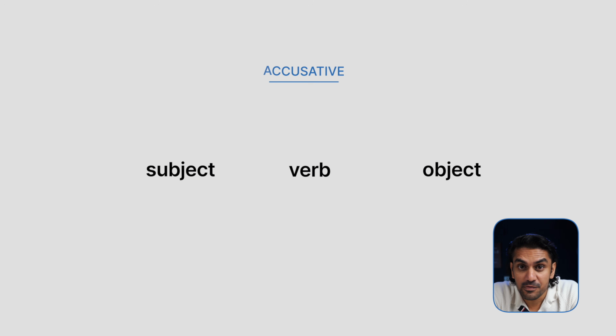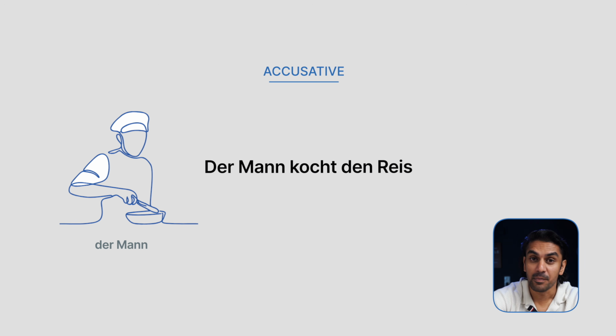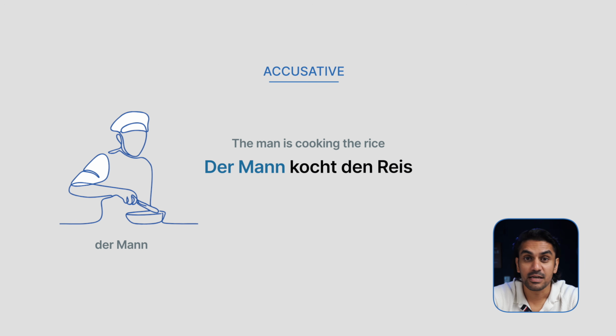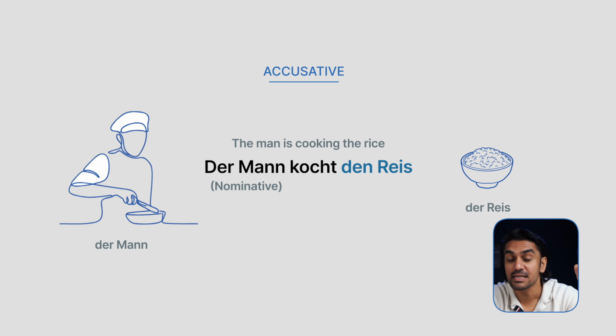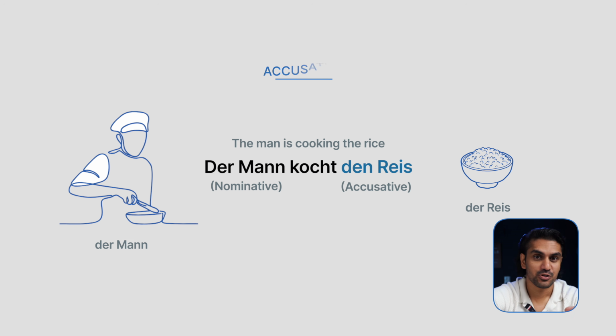Now, the accusative is used for the direct object, the thing that's directly affected by the action. For example, der Mann kocht den Reis. The man is cooking the rice. Here, the man is the one cooking the rice. So he stays in the nominative form. But the rice is the thing being cooked. So it changes to accusative and becomes den Reis. That's the key thing to remember here.